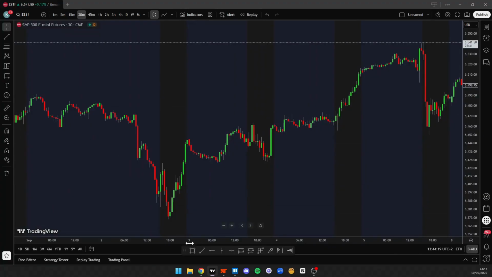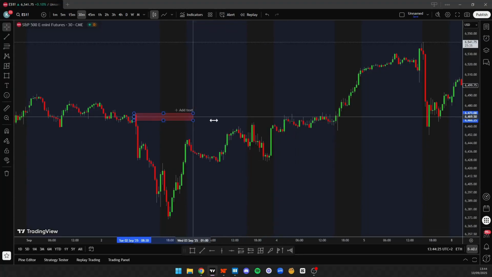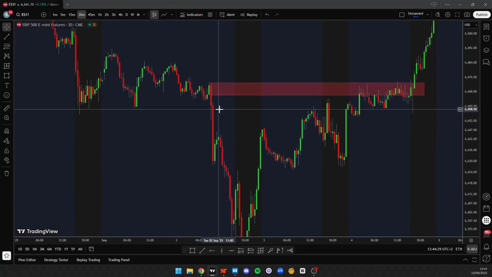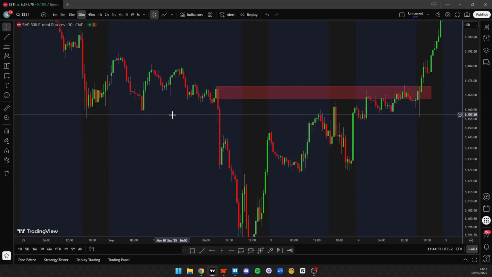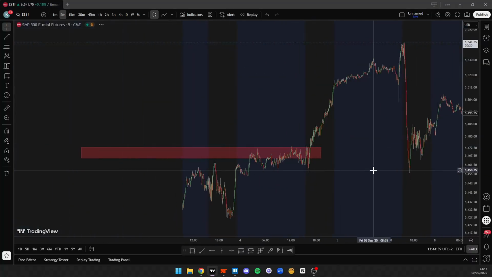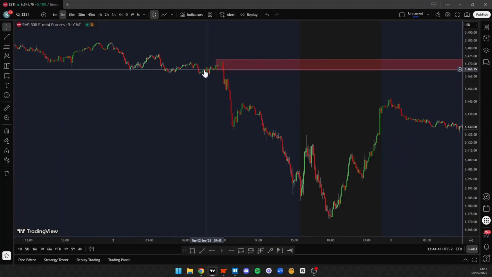Well, here, for example, we have this level right here. Let's change it to supply. We have this level right here. Okay, so this is made of an engulf. There is follow through. There are multiple lows being broken. So if you look on a smaller time frame, we need to see if there's actually some consolidation. And as you can see right here, there was consolidation here.